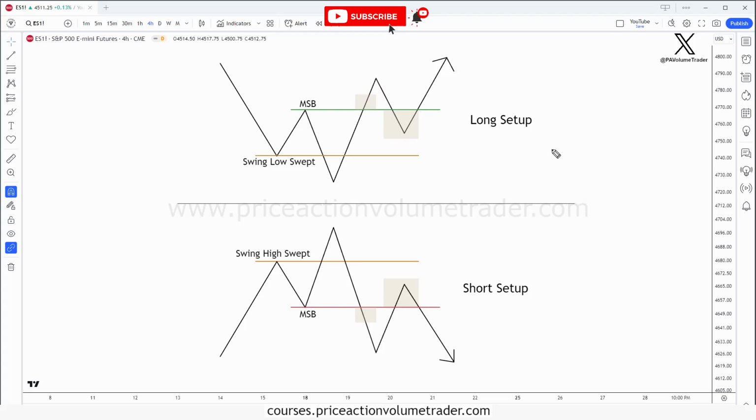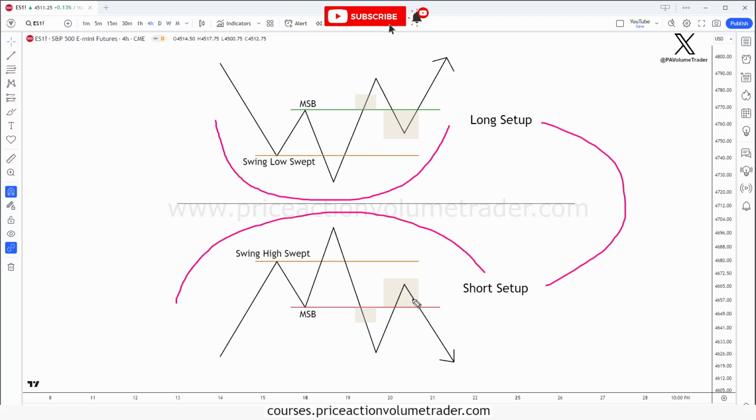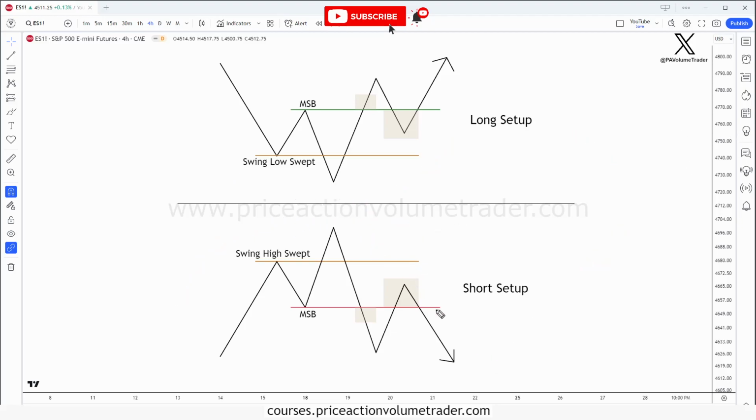Okay, so the pattern, these ones are exactly the same, they're just reversed. The long setup we would use to identify swing lows, so a change from a downtrend into an uptrend, and the short setup, the reverse, will be at the top of trends where we identify a swing high forming, and then we will be looking for opportunities to get short in the market.